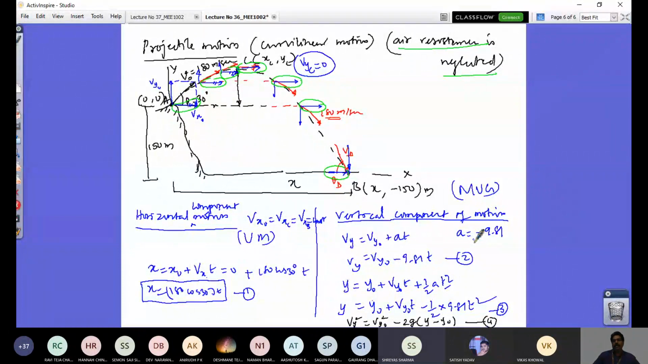Yeah, I'll explain. So you're asking about this equation, right? So this equation is what. Now you have to understand what this motion is.